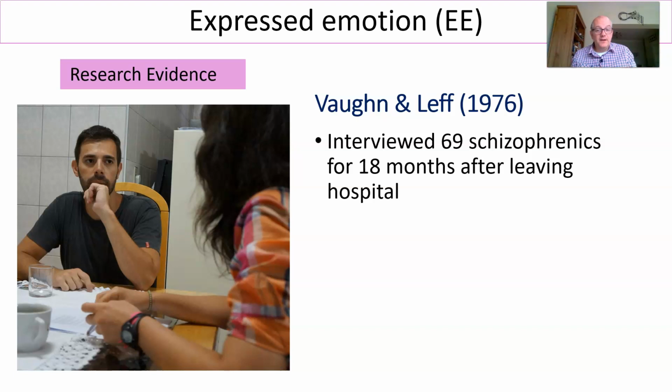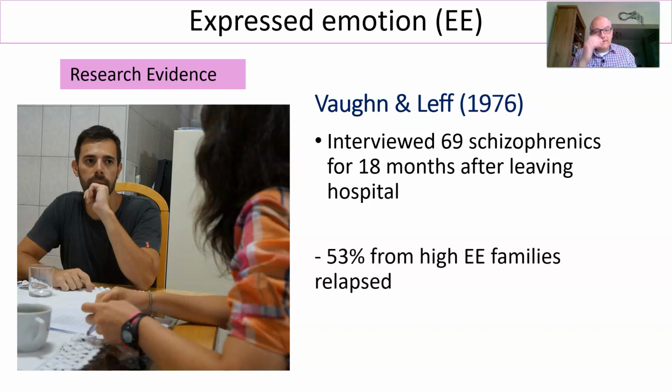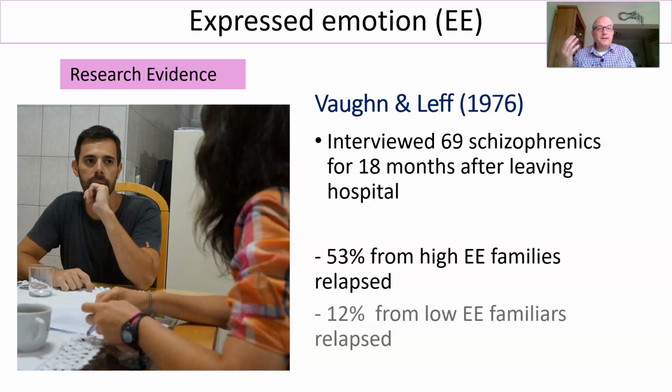Most definitely. Okay, so they interviewed them, and what they found is that 53% of those from a high EE family, where they are very hostile, relapsed. They went back into the schizophrenia. But when they compared to those from more supportive environments, only 12% did. So this is statistically significant. This shows that there is a significant difference in whether you relapse back into schizophrenia if you are in a high EE family environment compared to a low EE. This surely shows that it must play a part somehow in the occurrence of schizophrenia.